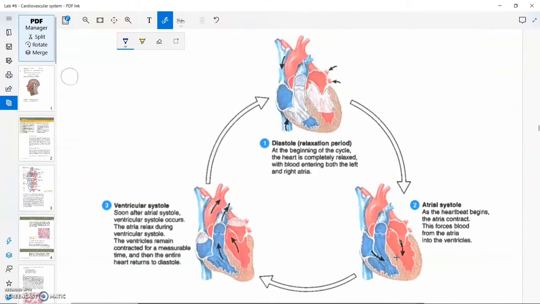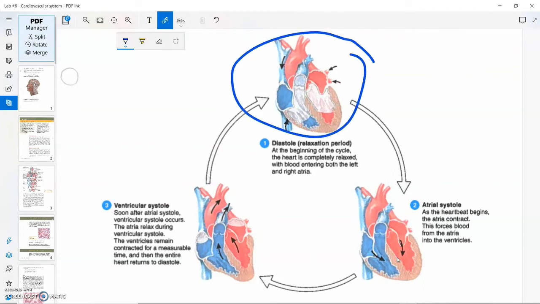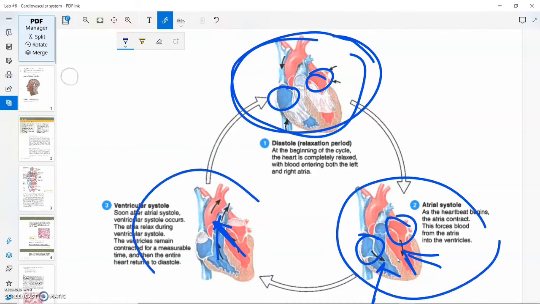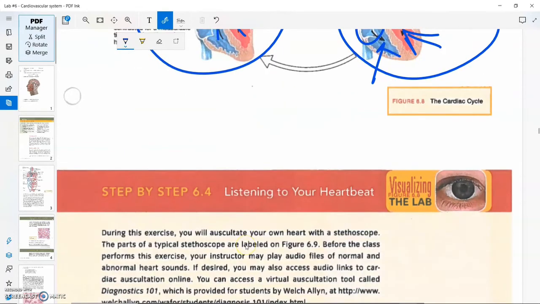Now here's the cardiac cycle. So heart is completely relaxed. It's called diastole, and blood basically flows freely into right and left atrium, then into the ventricles. And then when atria start to contract, they push the rest of the blood into the ventricles. And then ventricles start to contract as well, pushing the blood through the corresponding valves into the great vessels. So you have a full cardiac diastole, atrial systole, and ventricular systole.